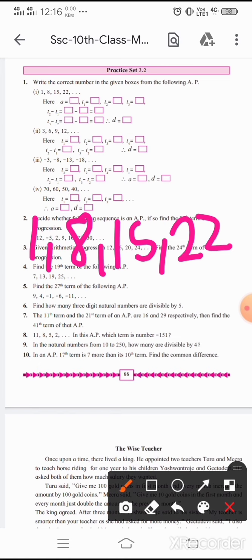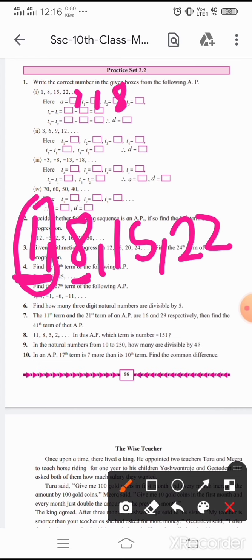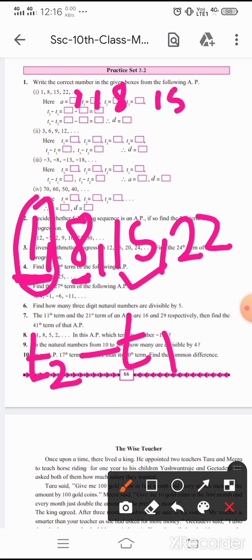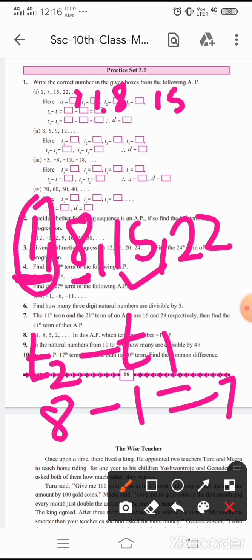Now first of all, they have given A, right? I told you A and T of 1 are both the starting term only. So here in the boxes, here 1 and here also 1 will be there. Then T2 means the second term, so 8, right? And then T of 3 will be your third term, that is 15, right? Now in the second one, T of 2 minus T of 1, just subtract it. T of 2 is your 8 and T of 1 is 1, so you will get 7 over here.